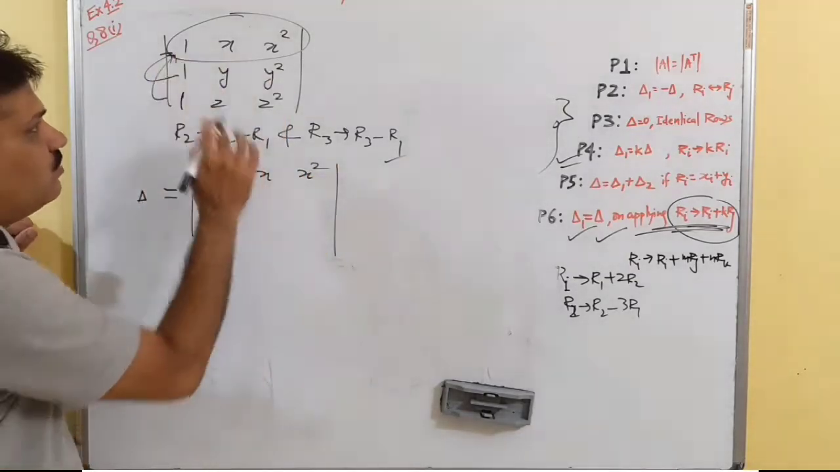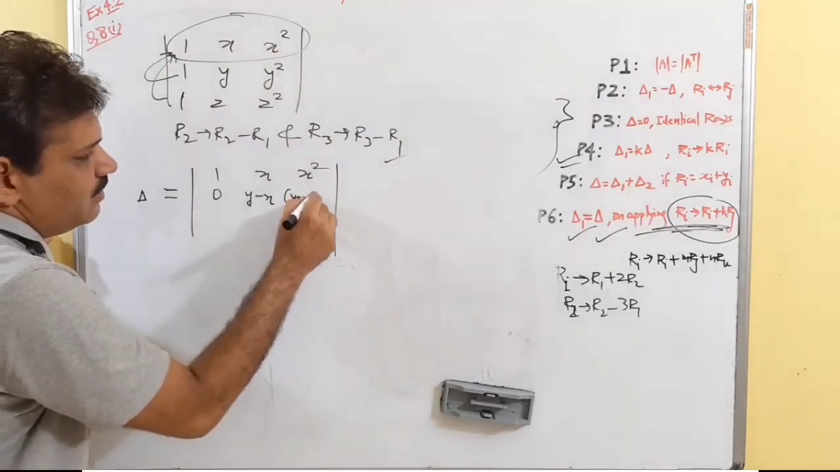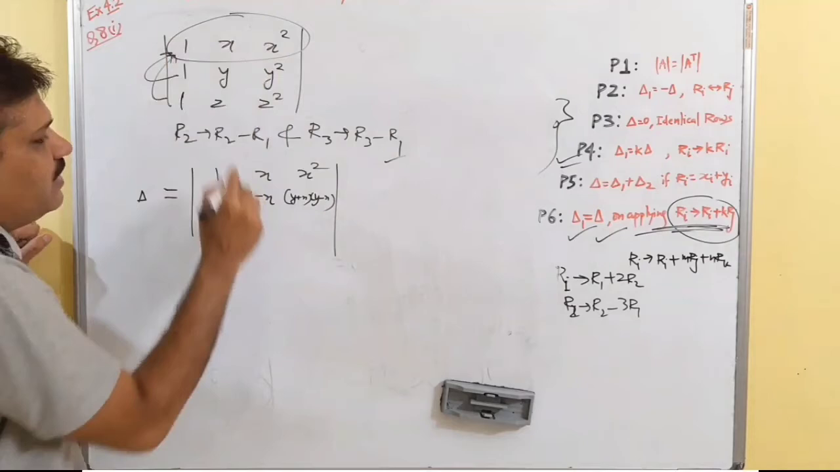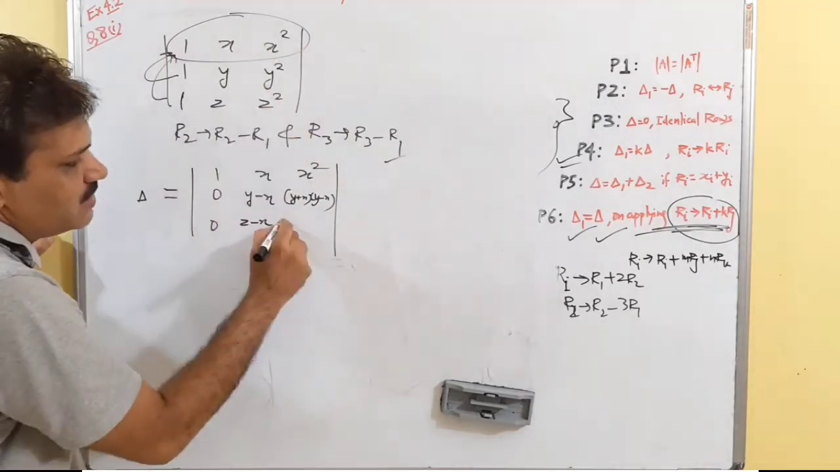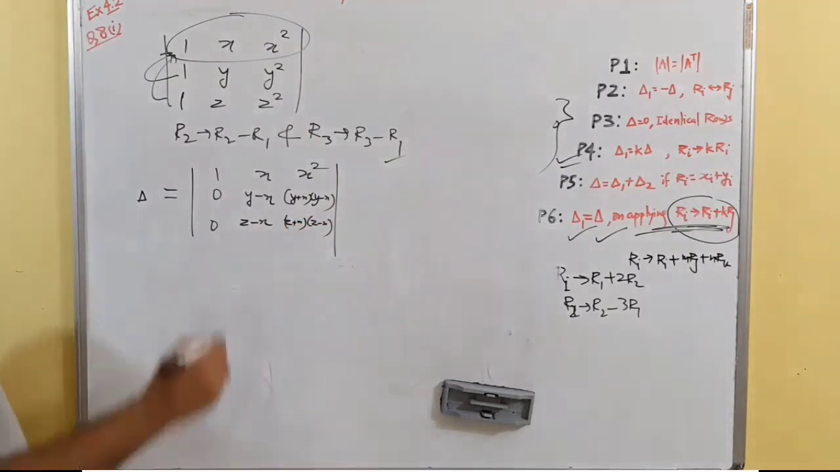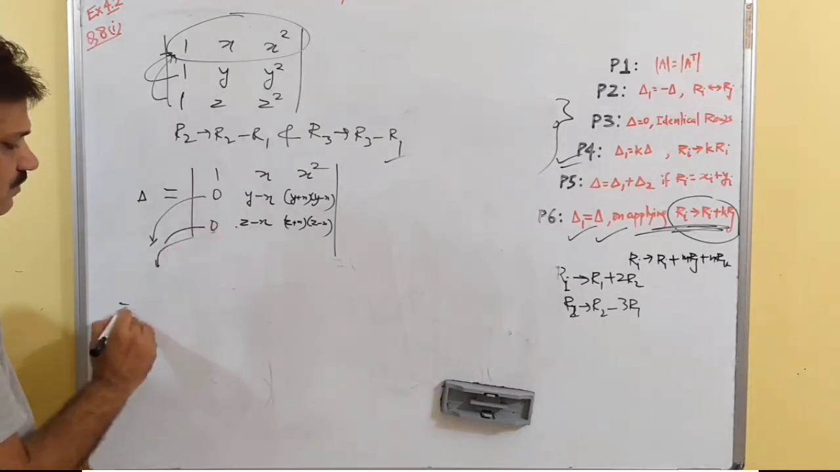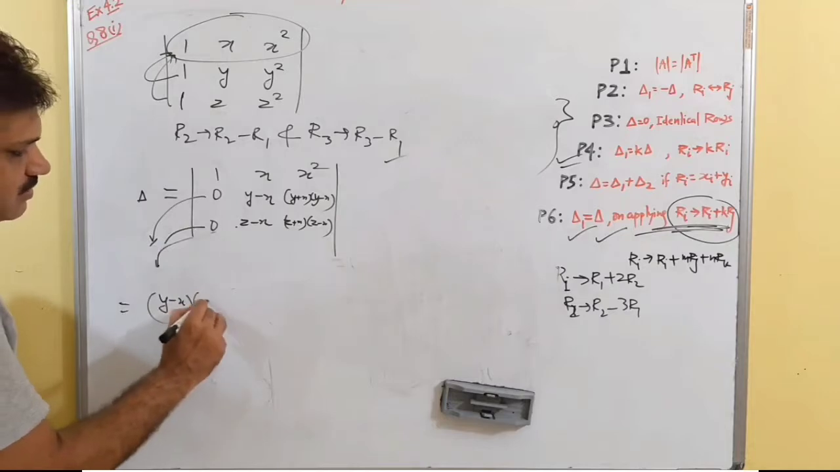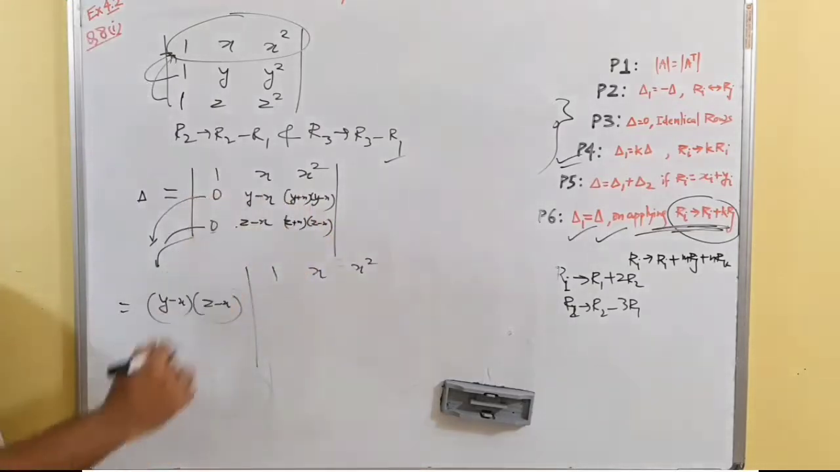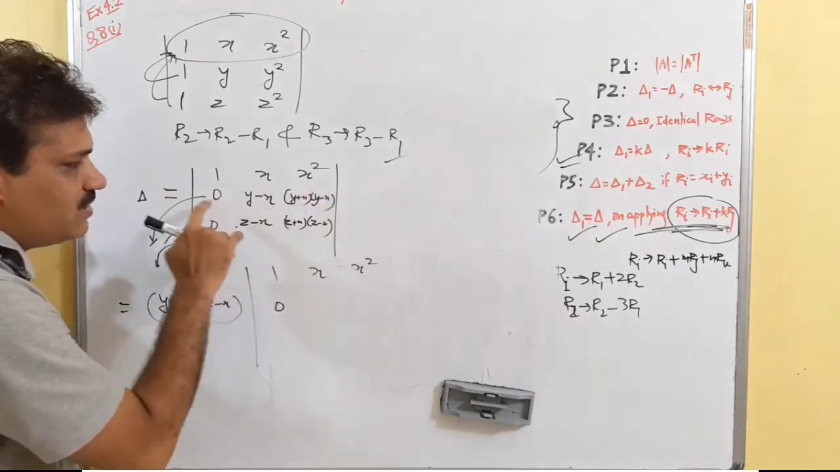Now 1 minus 1 is 0. y minus x. y square minus x square, that is y plus x into y minus x. 1 minus 1 is 0. z minus x. z square minus x square can be factorized as z plus x into z minus x. What we will do? We will take common y minus x from this row and z minus x from this particular row. So what we will get is y minus x, z minus x times 1, x, x square. From here we can take y minus x common. So we divide all the terms by y minus x. This gives me 0.